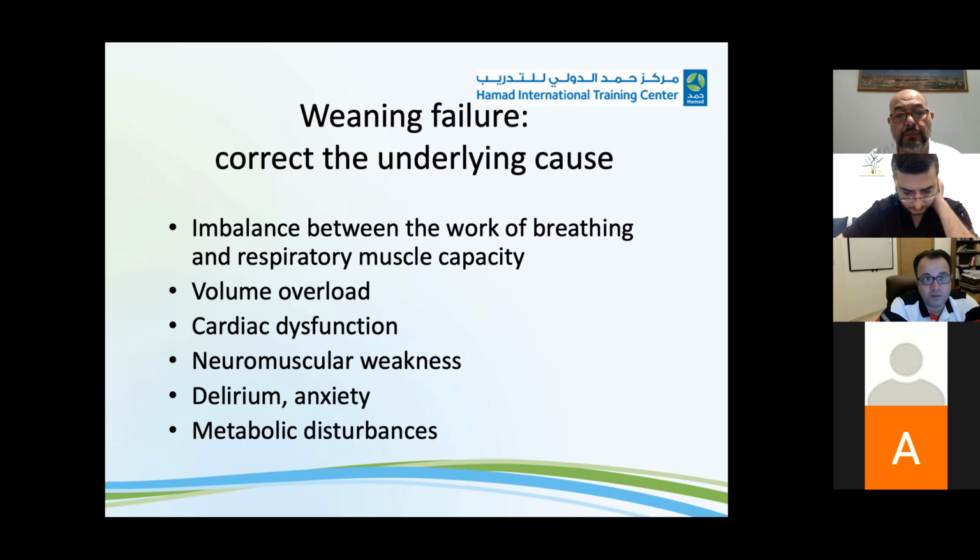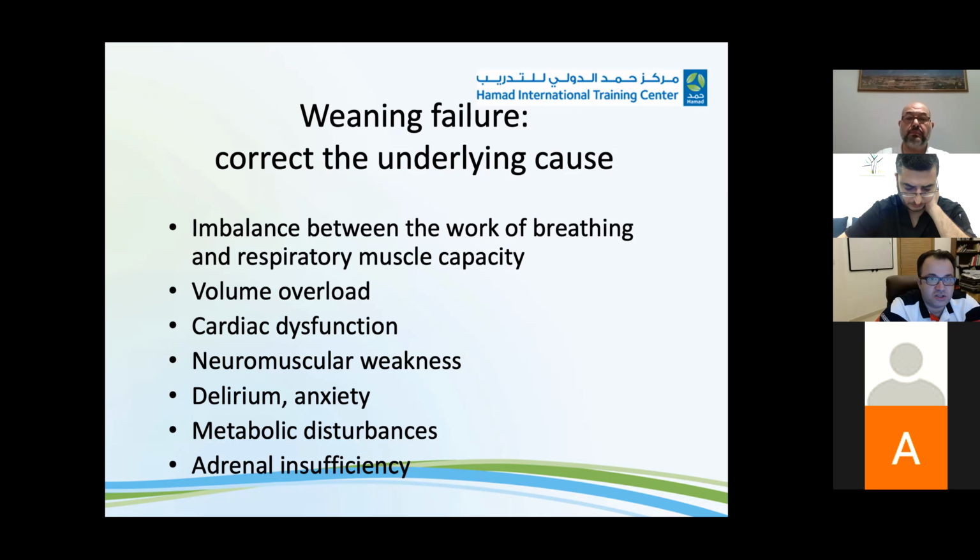Hypophosphatemia, very important. Phosphate is used to make ATP, which is the energy currency in your body. If you don't have ATP, you don't have energy. And if you don't have phosphate, you cannot make ATP. So hypophosphatemia is one of the main causes of weaning failure in patients. So it is very important to supplement with phosphate, whether IV or oral, whatever form you have.